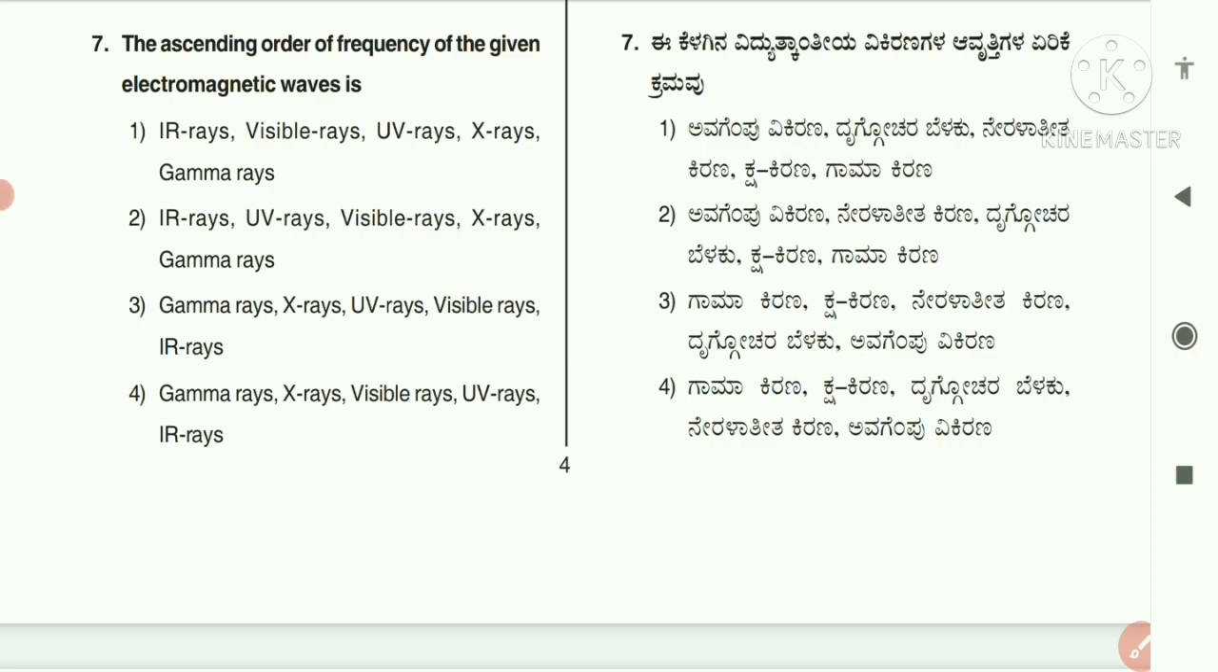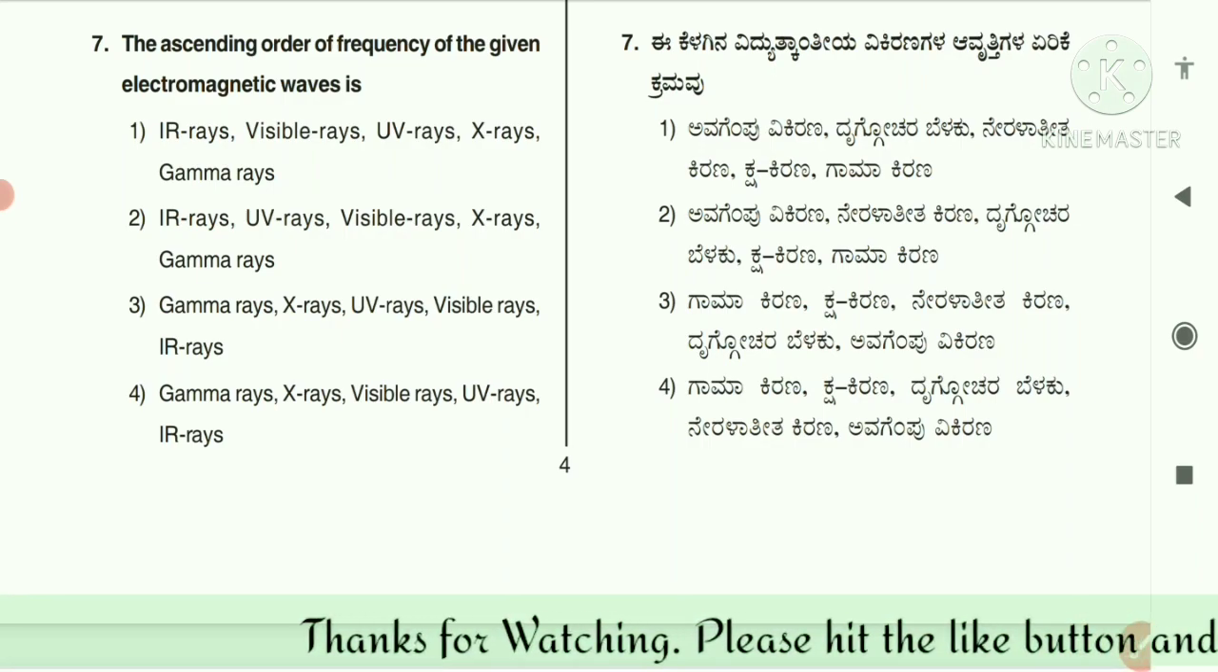Option first: IR rays, infrared rays, visible rays, ultraviolet rays, X rays and gamma rays. Second one: IR rays, UV rays, visible rays, X rays, gamma rays. Option 3: gamma rays, X rays, UV rays, visible rays and IR rays. Option 4: gamma rays, X rays, visible rays, UV rays and IR rays. So here, the frequencies should be in ascending order.